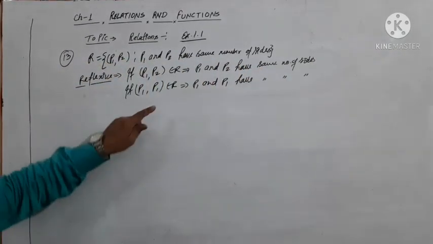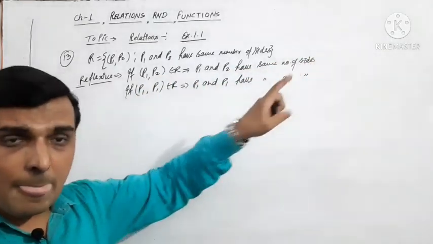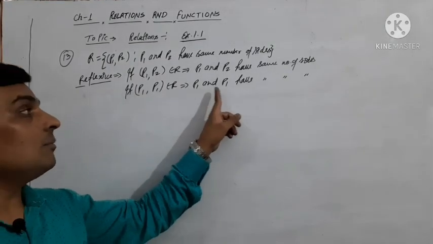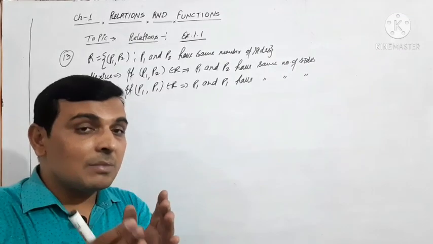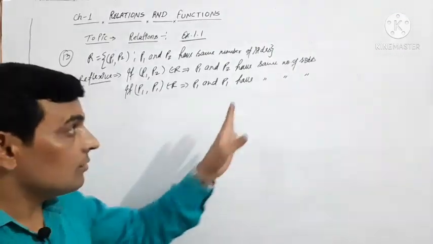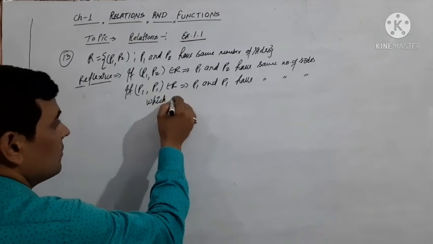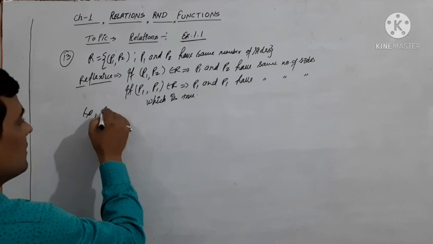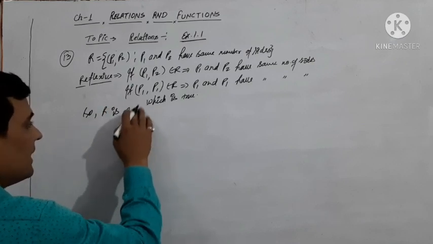Is it clear? If P1 comma P2 belongs to R, then P1 and P2 have the same number of sides. And if P1 comma P1 belongs to R, then P1 and P1, it means a polygon will have the same number of sides as itself. This is true, right? Which is true. So R is reflexive.